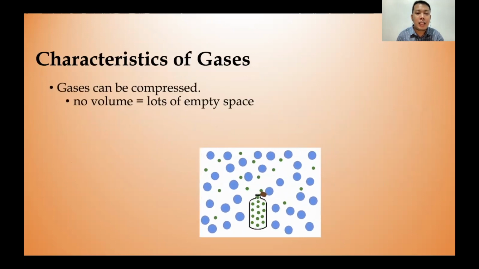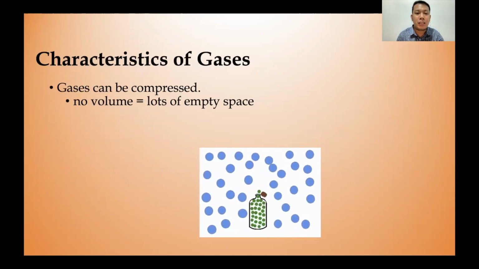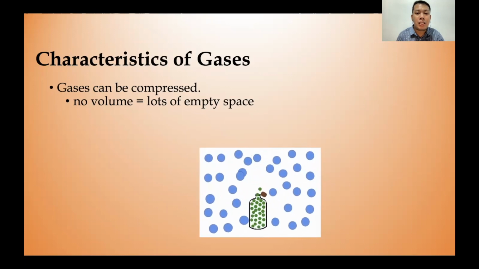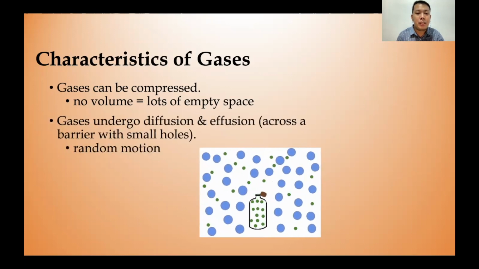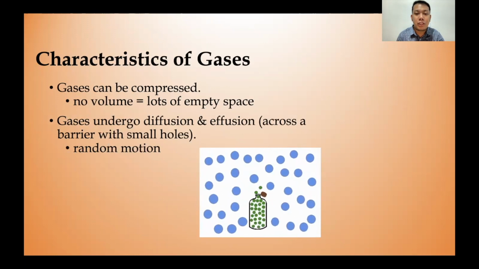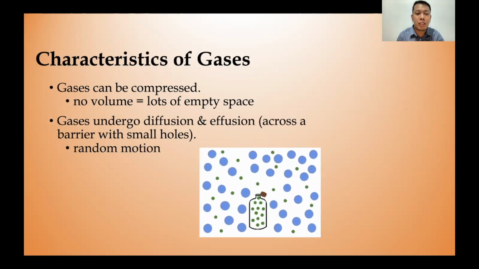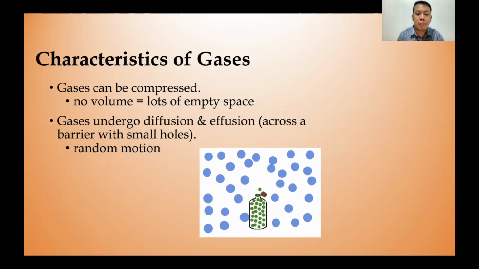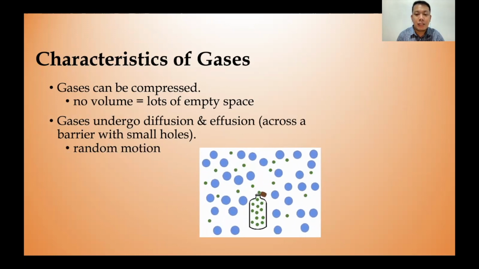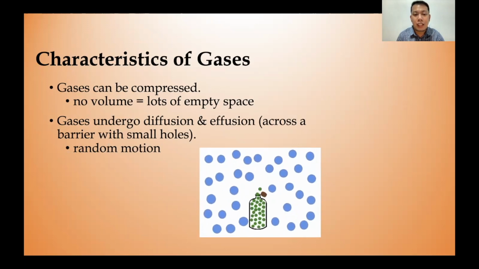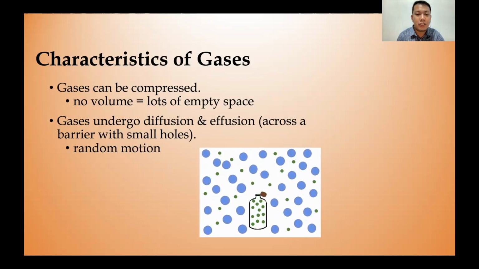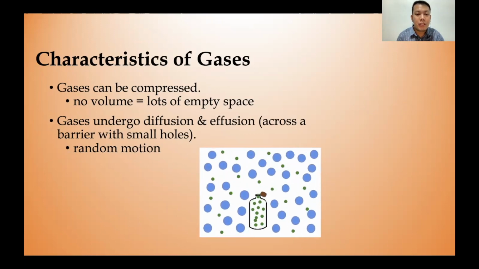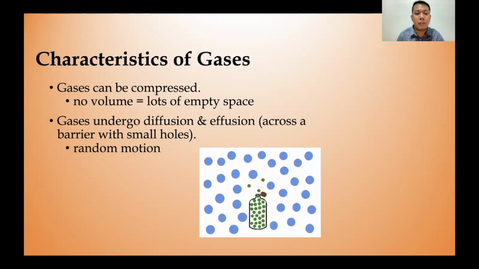So gases can be compressed. We all know that. They do not have a particular volume and they have lots of empty space. Gases can also undergo diffusion and effusion across a barrier with a small hole, with random motions. Just like what you can see in the slide, they can undergo diffusion. That means that they are spreading out using the small hole.